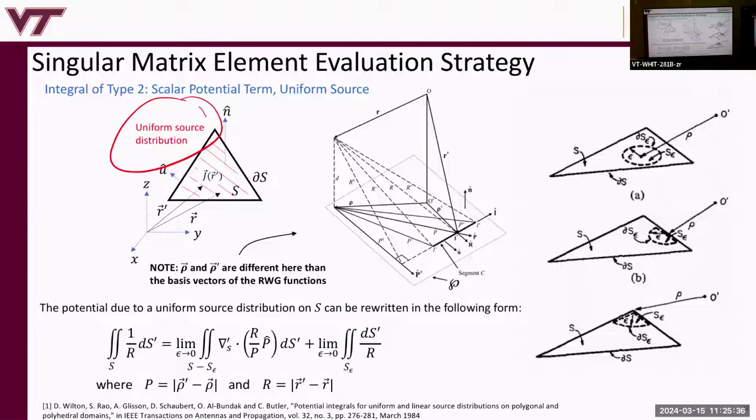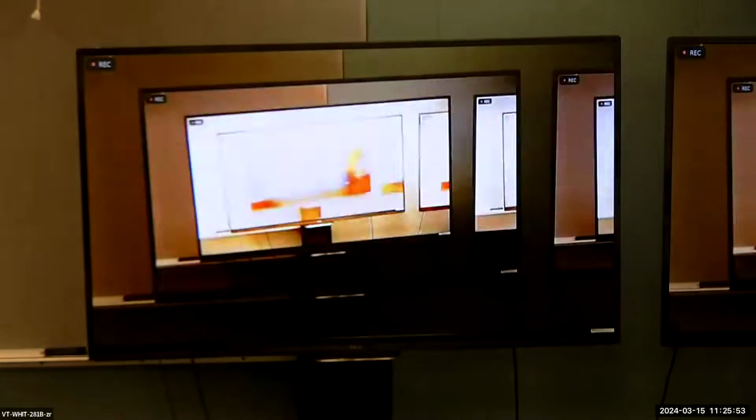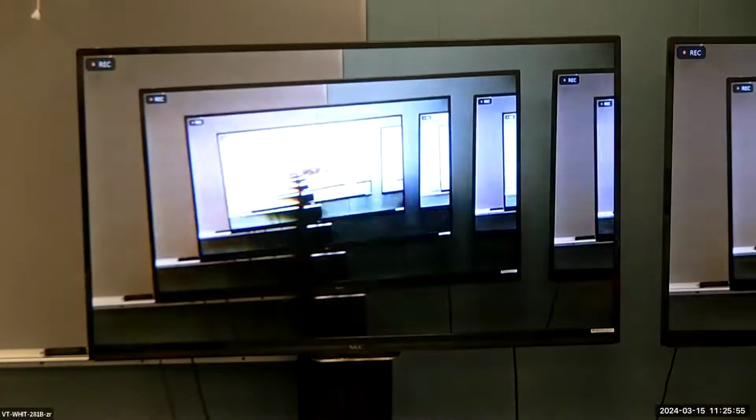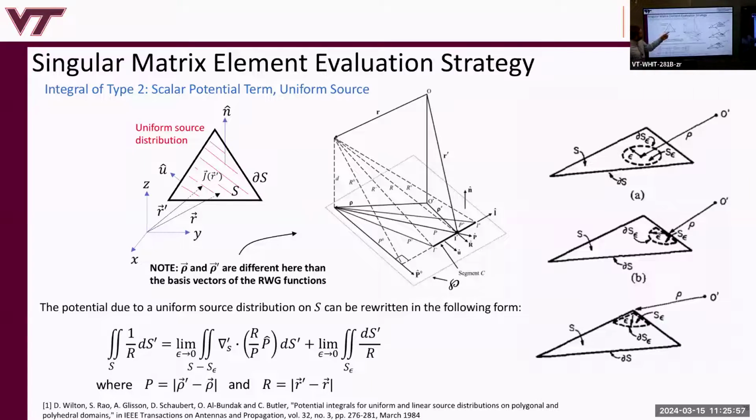All right, uniform source distribution. So what are we showing here? A uniform source distribution means that everything in the integrand is uniform. Let me discard and start again. Okay, so this source distribution now is uniform. This is the scalar potential term. This current J here is uniform, and here's that edge I was talking about.